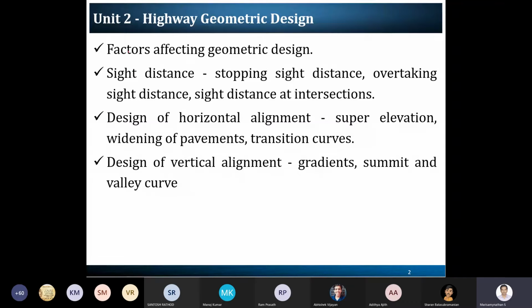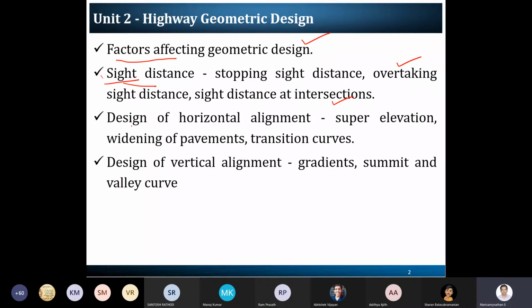So first, initially, we will see what are the factors that are affecting the geometric design. Then specifically, we will try to design the sight distance. So I will explain in depth at micro level once the specific topic comes. Again, it will be repetitive. So here, the sight distance: how we are stopping to avoid collisions, how we are overtaking, and how the sight distance visibilities are considered at the intersections. All these three major components you are going to study under sight distance.